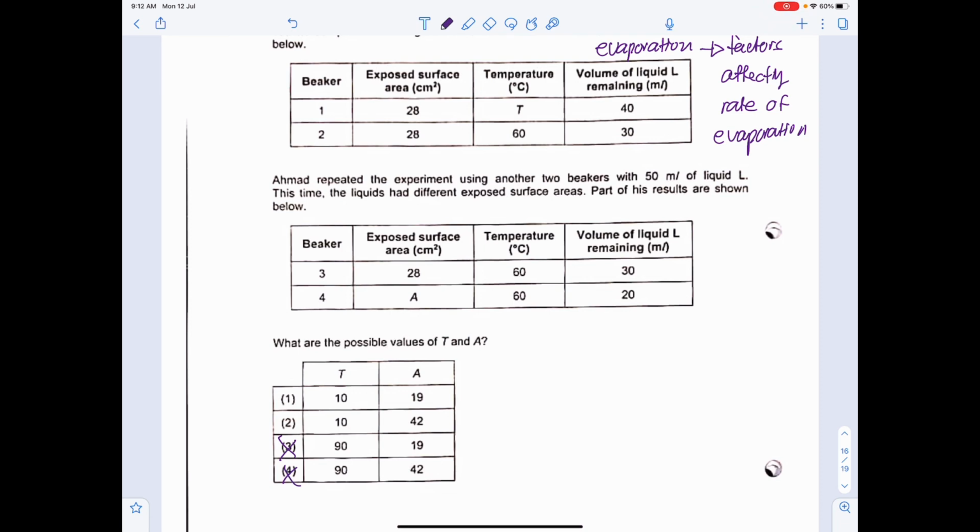And then they tell you that he repeated the experiment, this time with different exposed surface area. So basically, in this case, it is shown that beaker 4 has a higher rate of evaporation because it's got less liquid left. So because of that, you would want the exposed area to be larger than 28. So therefore, the answer is 2. Okay?